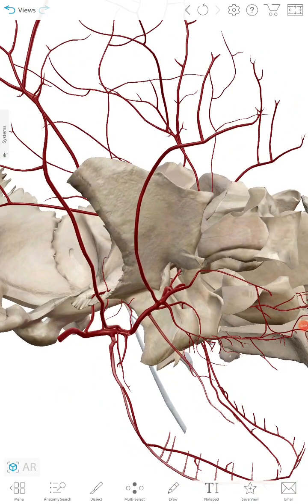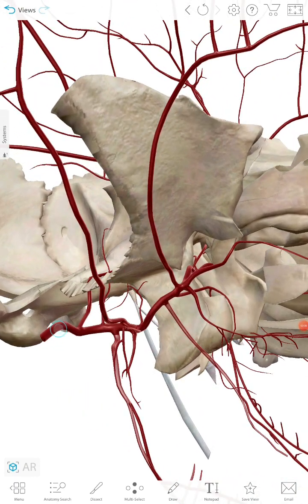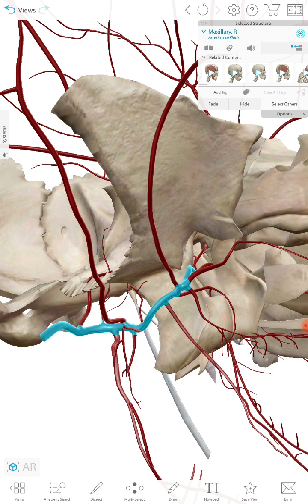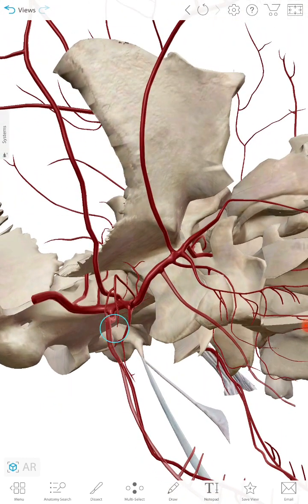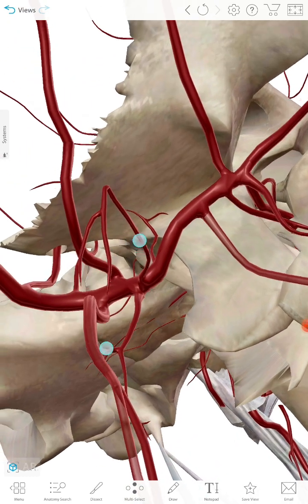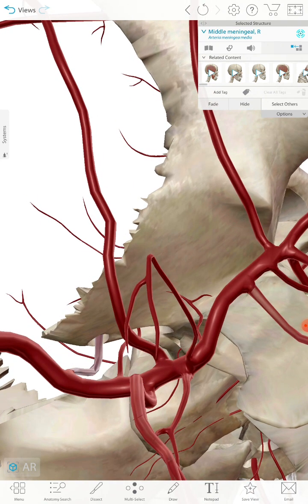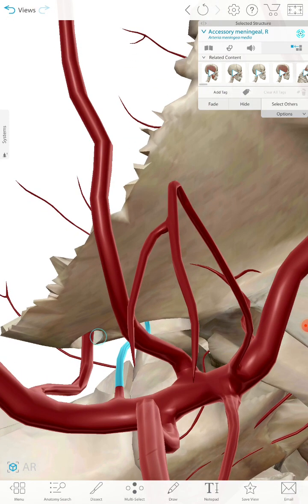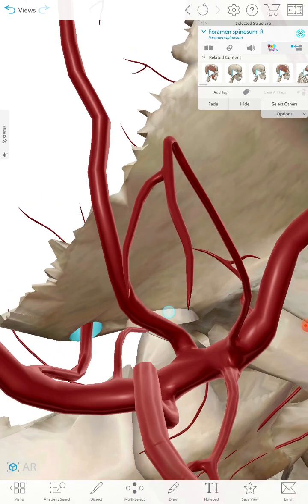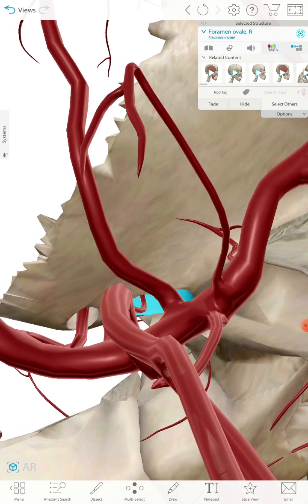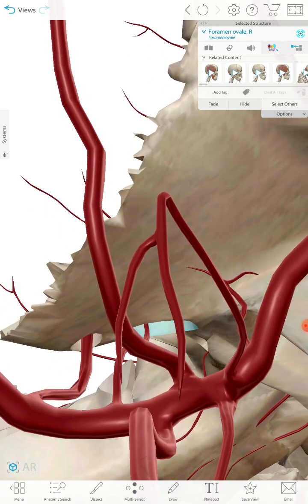About the branches of maxillary artery. So here this is the maxillary artery which arises from the external carotid artery, and it has got three parts. From the first part we have first the two arteries arising which go through the foramina inside the skull. So first here is the middle meningeal artery, and the second is the accessory meningeal artery. The middle meningeal artery passes through foramen spinosum, and the accessory meningeal artery passes through foramen ovale.